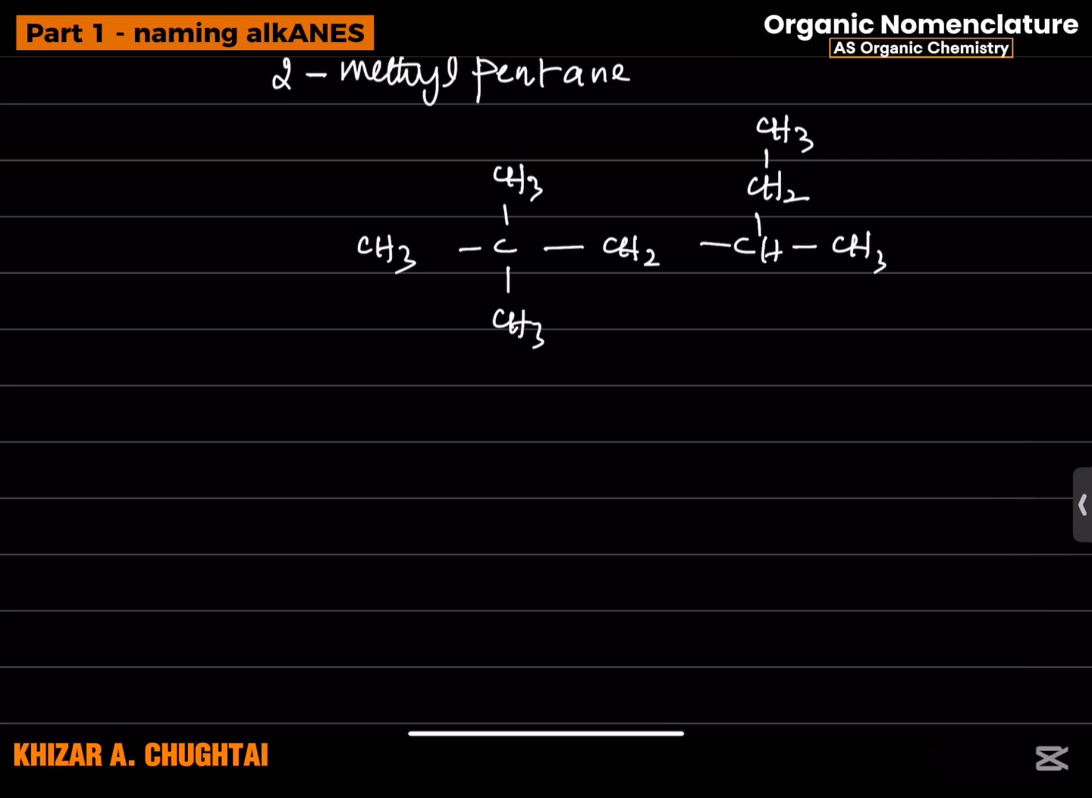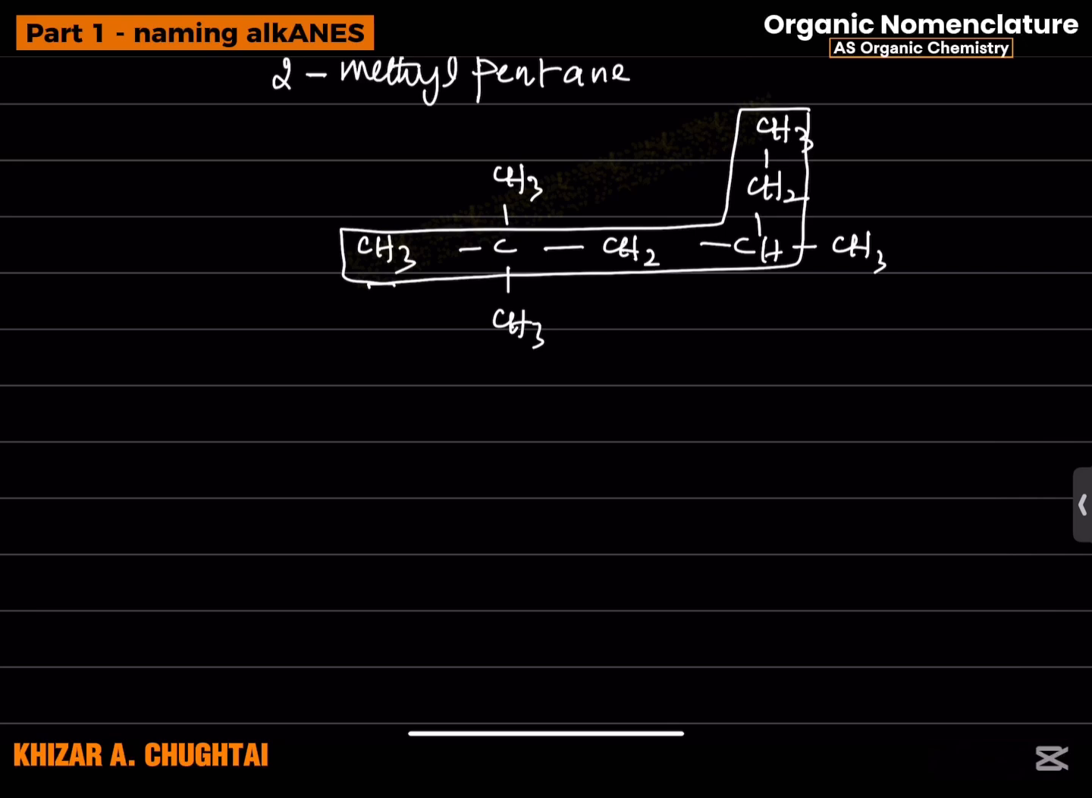What is the longest chain? 1, 1, 2, 3. Correct. 1, 2, 3, 4, 5, and 6. This is the longest chain in this compound. How many other groups are there? 1, 2, and 3. And again, surprisingly, they all are the same.